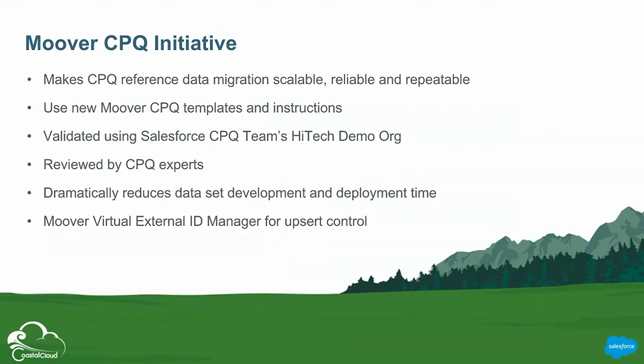So part of the work that we did was to validate these templates with sample CPQ data from the high-tech demo org from Salesforce. This is actual data that Salesforce uses to perform deployments and demos for their customers. It's a wide variety of data, and encompasses all the objects that are included in CPQ. So we ran our templates with that, repeatedly, to make sure that everything works. That gives you a good sense of what's possible with Moover and these templates.